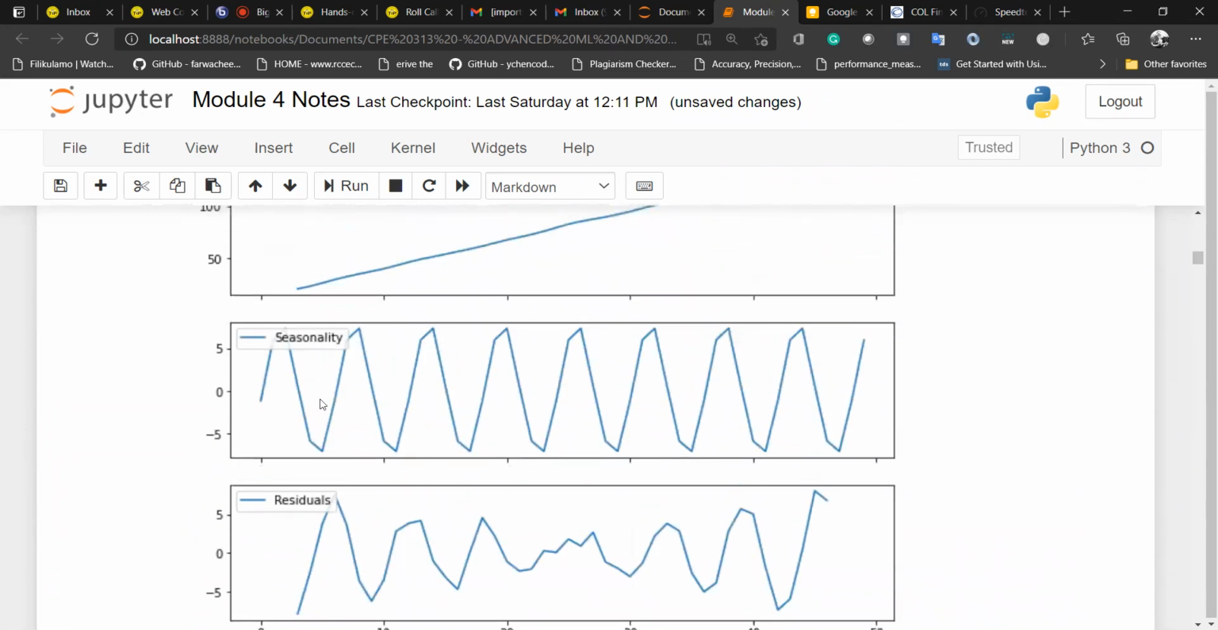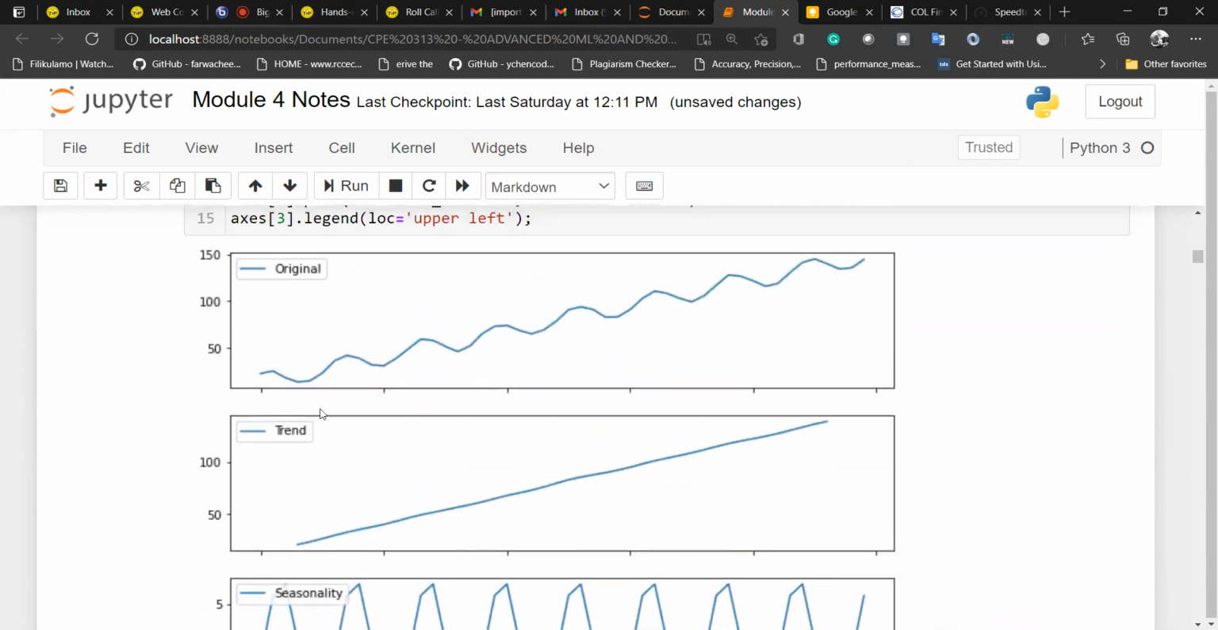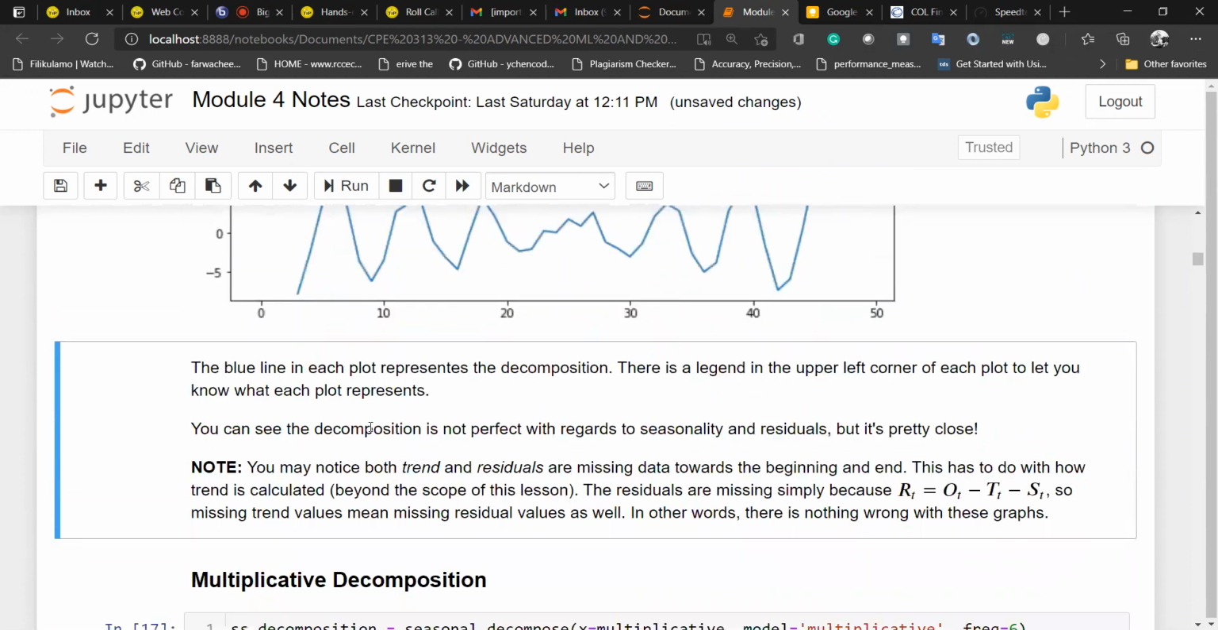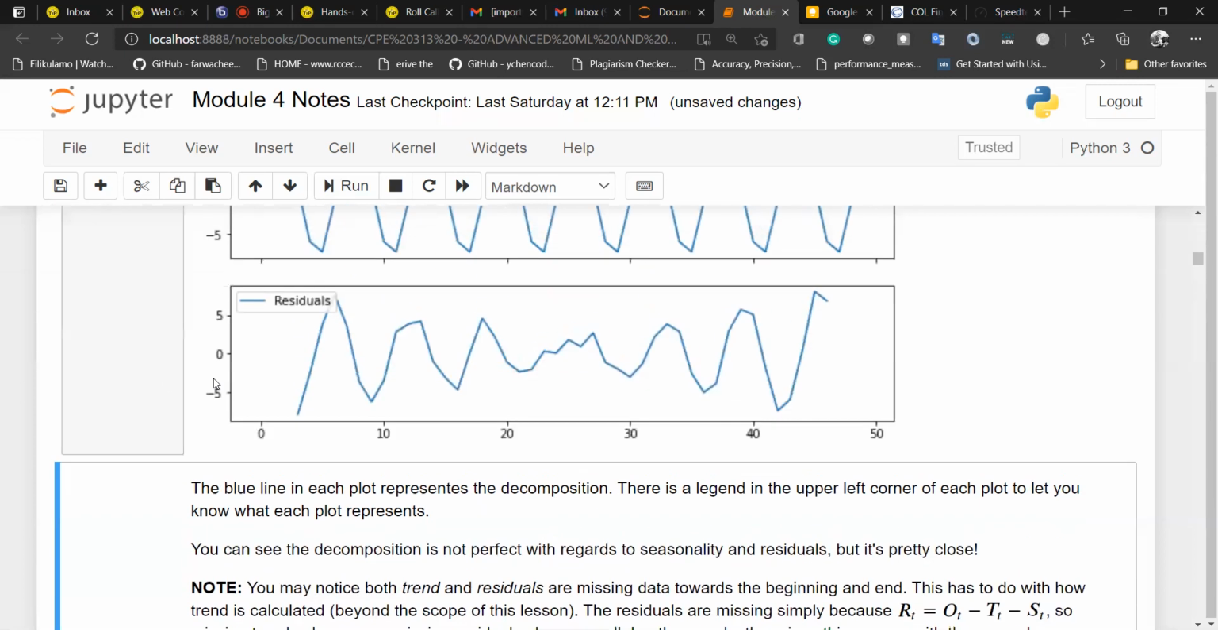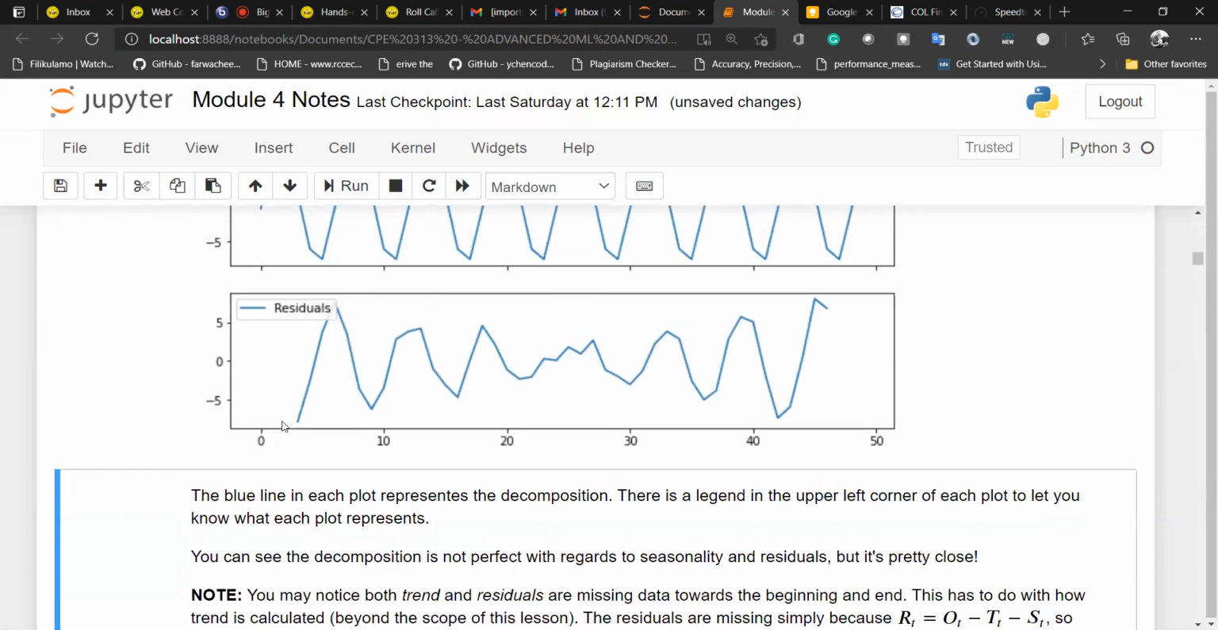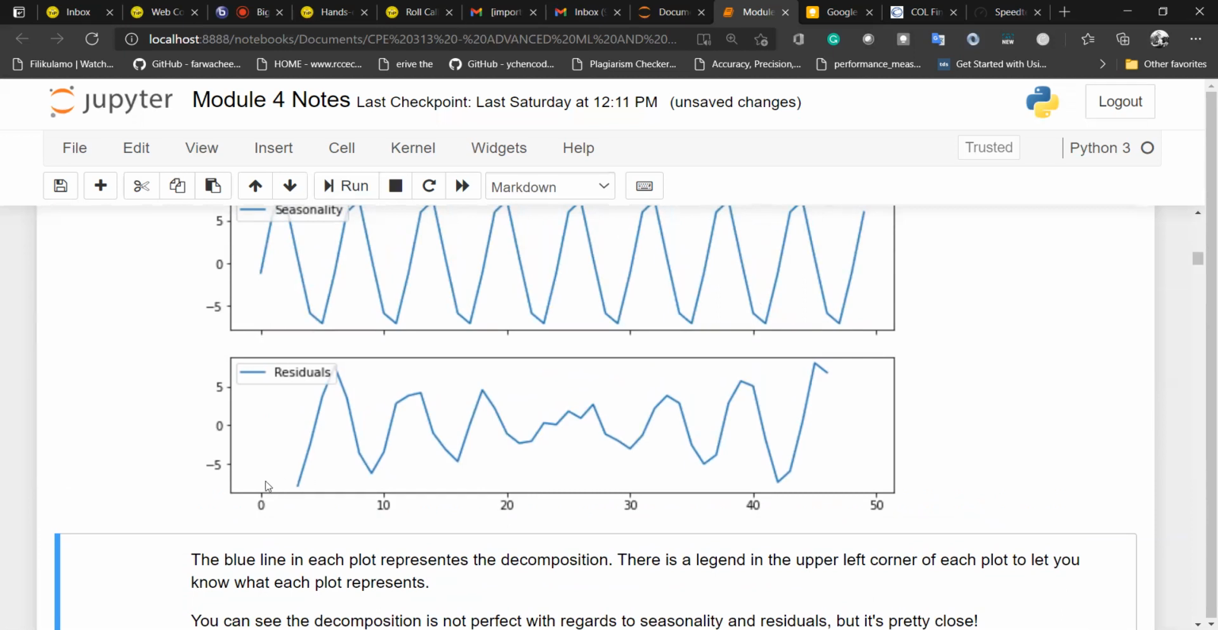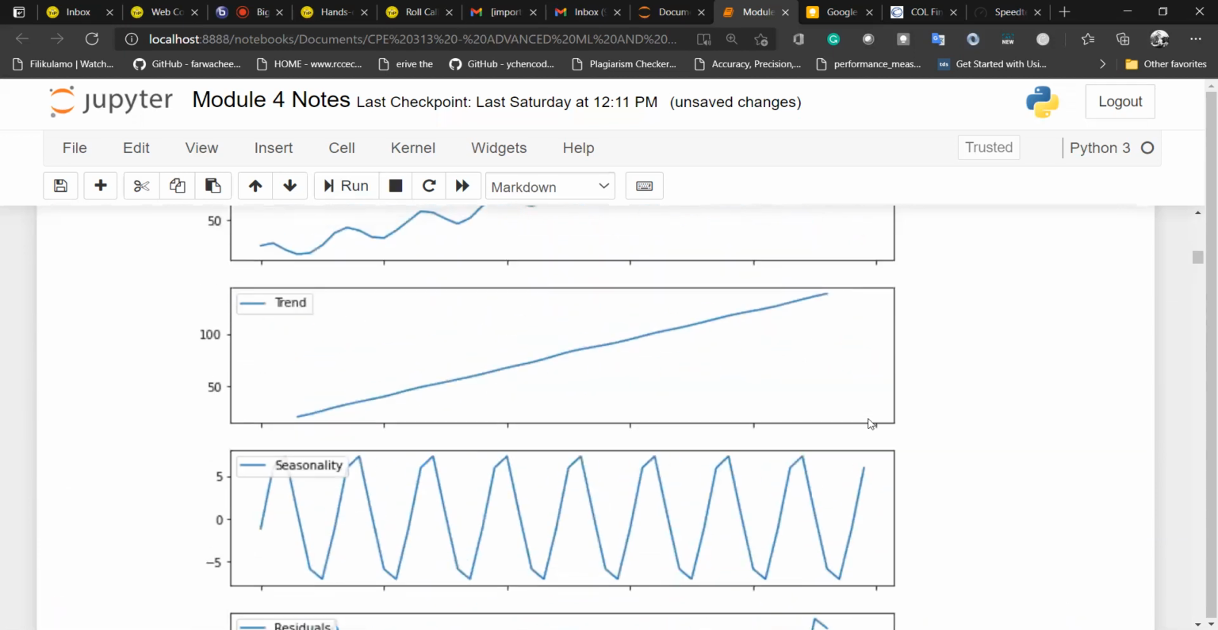So this is a residual, seasonality, trend, and original. Okay, and you can also see the decomposition is not perfect with regards to seasonality and residuals, but it's actually pretty close. So note here that you may notice both trend and residuals are missing data towards the beginning and the end. You can see that the values are missing in this part, at 0 and near 50. Why is that?